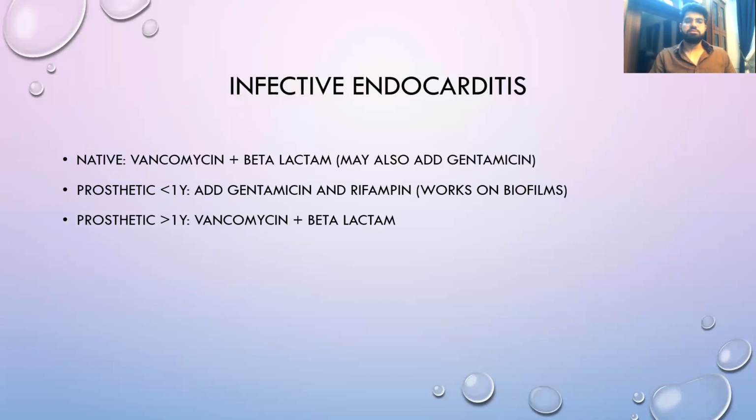Prosthetic valve greater than 1 year, we use the same combination as a native valve, so it does not differ. Even when you're dealing with the prosthetic valve, you may sometimes be drawn into that gentamicin rifampin combination. But if it has gone beyond the period of 1 year, we do not go for that. We just do the simple treatment of vancomycin plus beta-lactam.